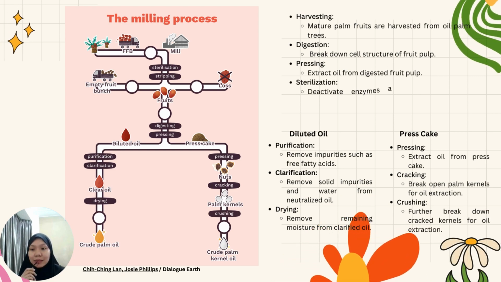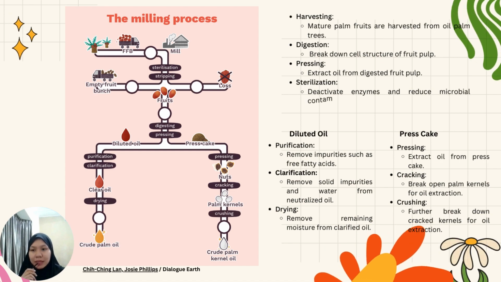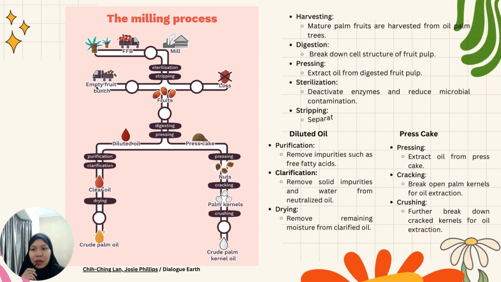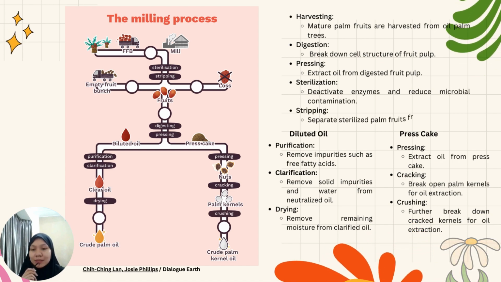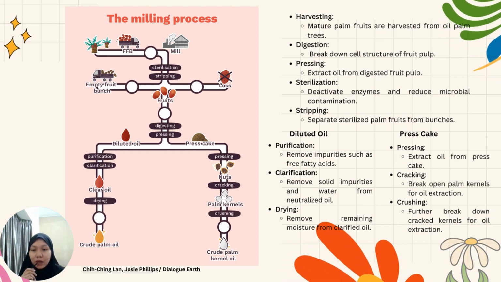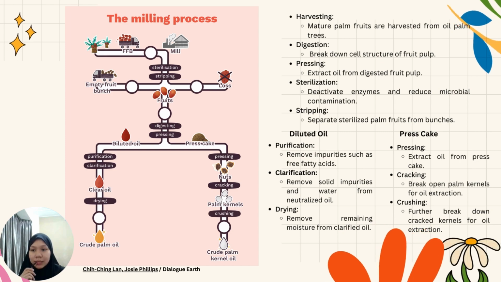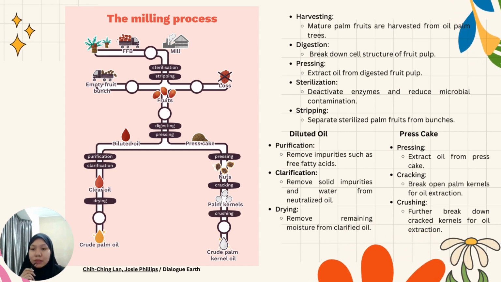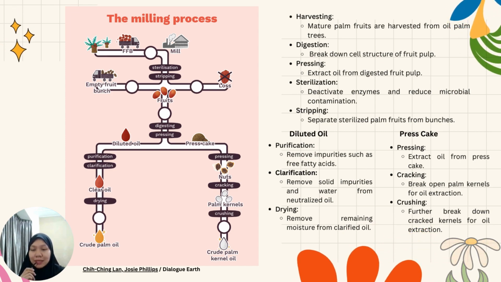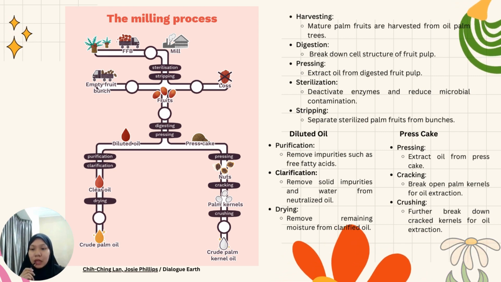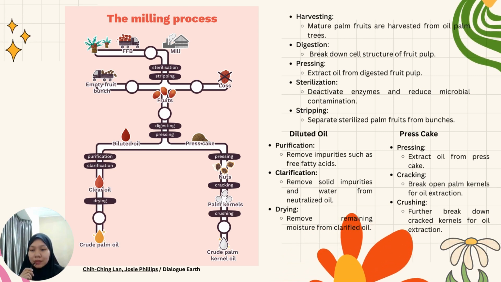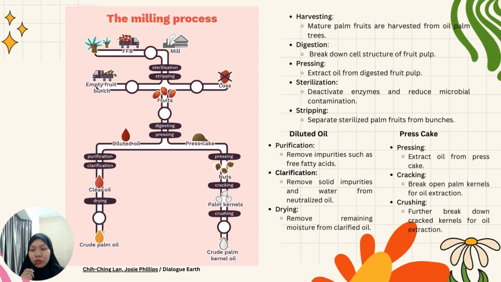The sterilization process aims to deactivate enzymes and reduce microbial contamination in the harvested palm fruits. Large vessels such as sterilizers or autoclaves are commonly used for sterilization. These vessels are equipped with steam coils or jackets for heating. The harvested palm fruits are transported to the processing facility for sterilization. The fruits are loaded into the sterilization vessels, which are then sealed to create a controlled environment.